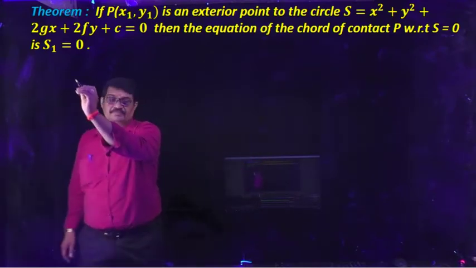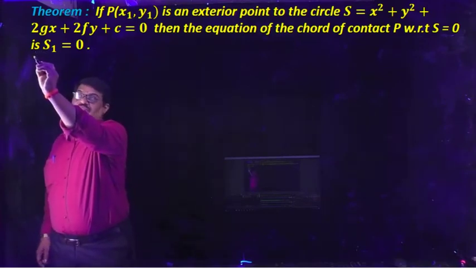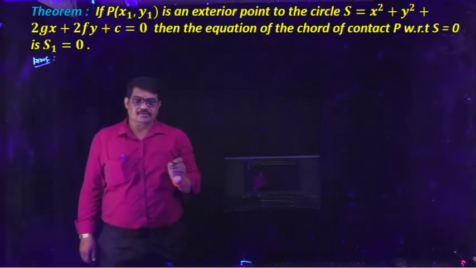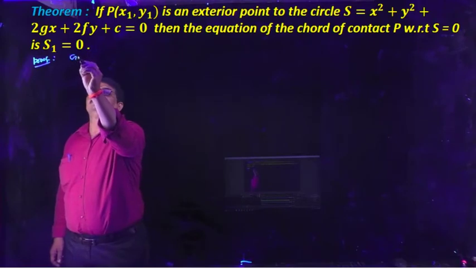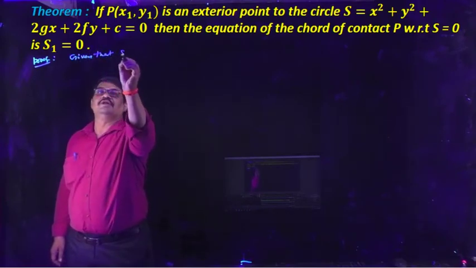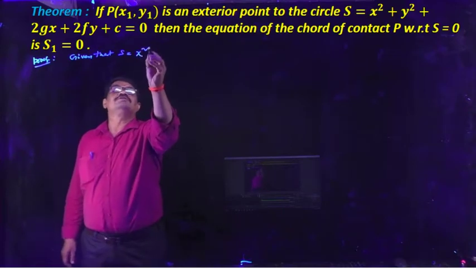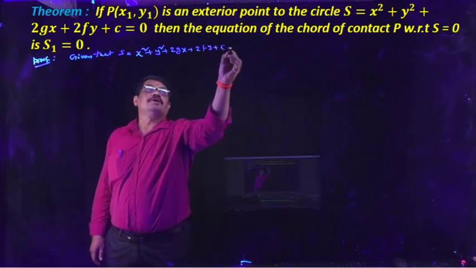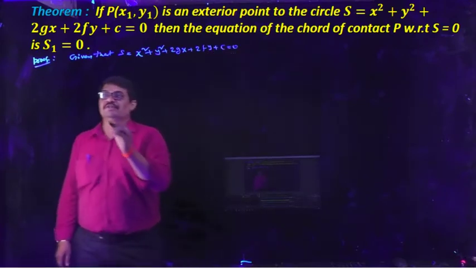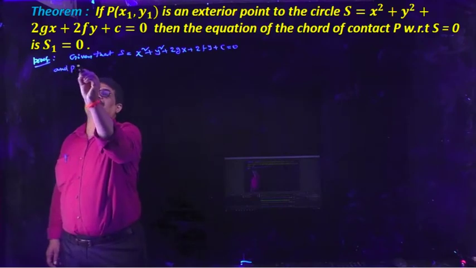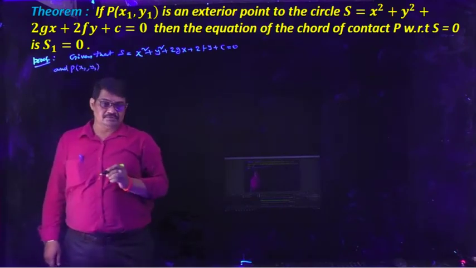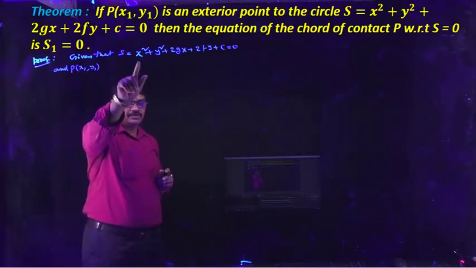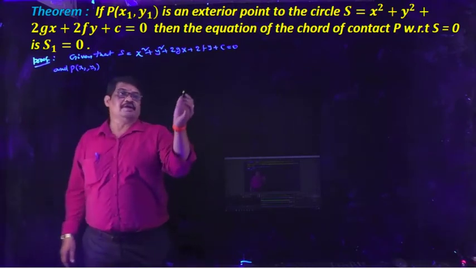See the theorem. So what is given? Given that the circle S is equal to x square plus y square plus 2gx plus 2fy plus c is equal to 0, and the given point P is x1, y1. Now we have to find the chord of contact of this point P of x1, y1 with respect to the circle. Look at the diagram.